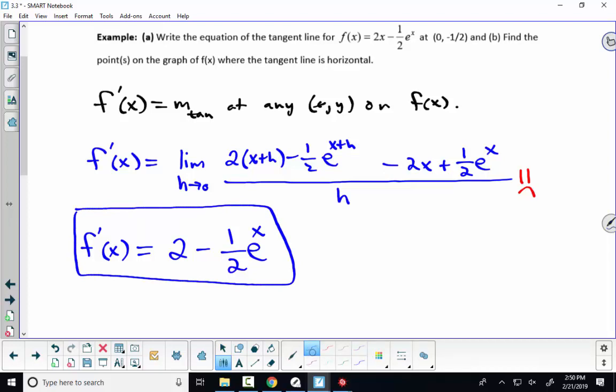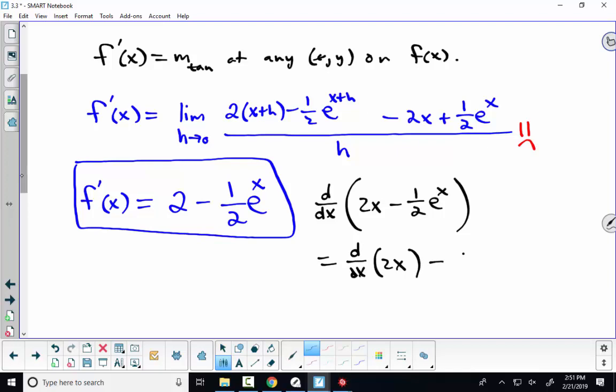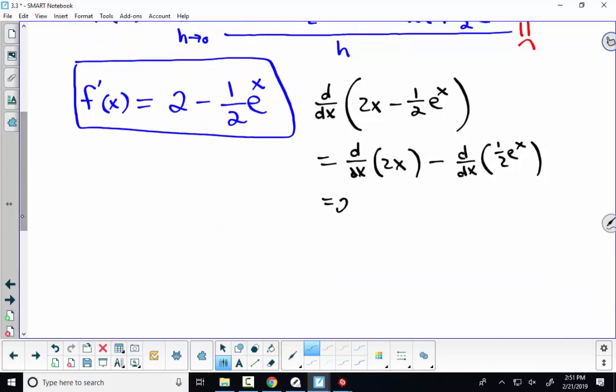So let's look at it step by step. Hopefully at some point you get to a level where you don't have to look at it step by step. But since we're just now learning these derivative rules, the derivative of 2x minus 1/2 e to the x, well, there's a difference, so we can write that as the derivative of 2x minus the derivative of 1/2 e to the x. Do y'all agree? There's a constant times a function of x, so that's 2 times the derivative of x. There's another constant of 1/2, so minus 1/2 times the derivative of e to the x.